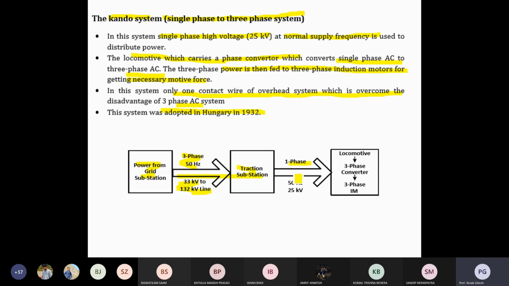So power grid, that common portion, three phase 50 Hz, 33 kV to 132 kV line, then traction substation, then one phase 50 Hz 25 kV, then again it will be converted by the three phase converter and you can drive the induction motor. So Kando means single phase and three phase systems, both cascaded, both added in the same configuration. If all of them are not there, sometimes you are not able to get the benefits.